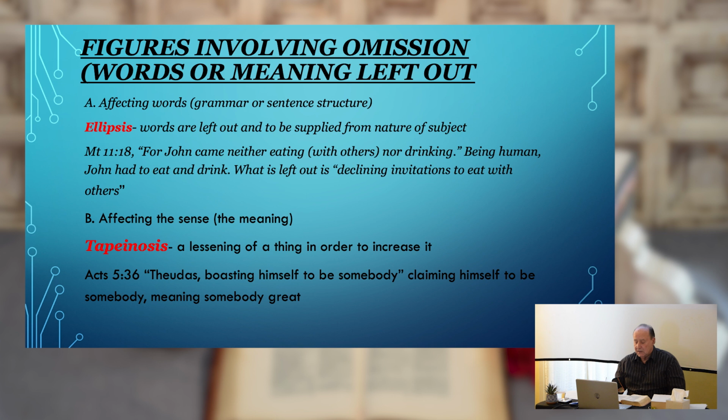And in Matthew chapter 11, verse 18, it says, for John came neither eating nor drinking, and they say, he hath a devil. Well, he didn't eat or drink, so he has a devil? No. It's talking about that he didn't come to eat or drink with others. Being human, John had to eat and drink. So what is left out is a declining invitation to eat with others. And that's the figure of speech, ellipsis.